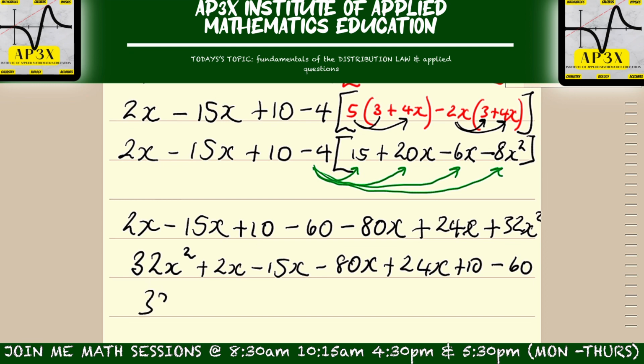So now I end up with 32x squared. I'm going to work out all the x's together. 2 take away 15, that's minus 13. Minus 13 minus 80, that's minus 93. Minus 93 plus 24, that's minus 69. So that's minus 69x. Verify that on your calculator, guys. And then 10 take away 60, that's minus 50. And this here becomes my simplified expression.